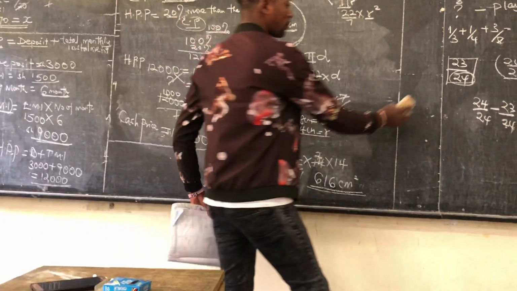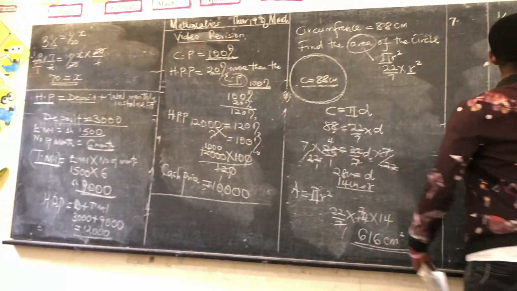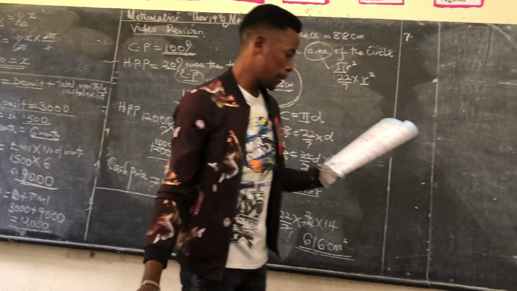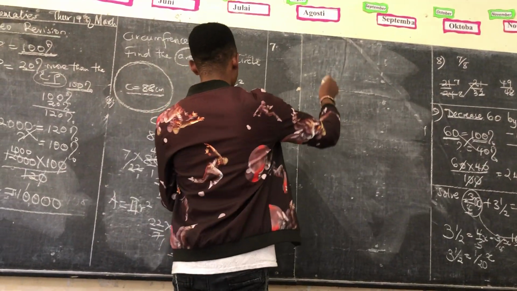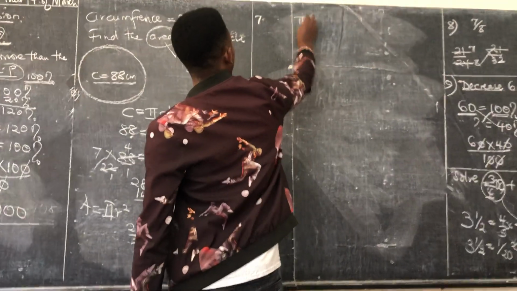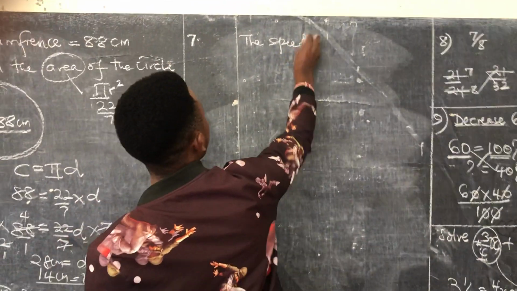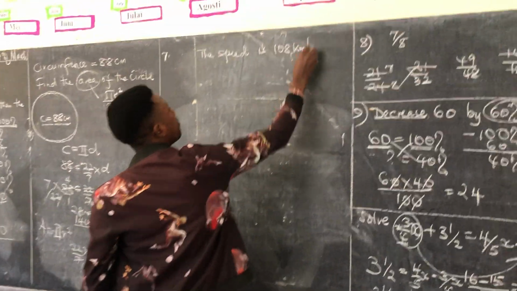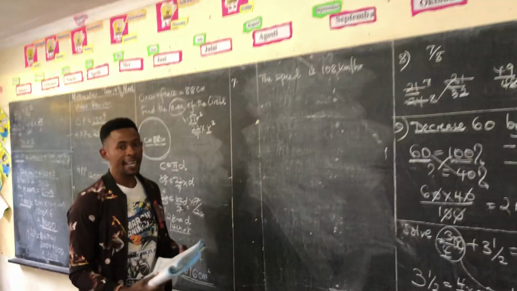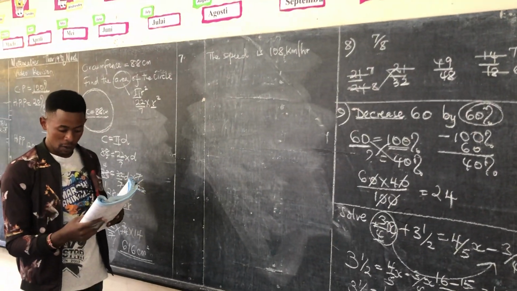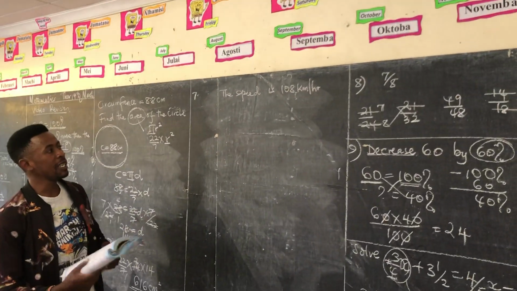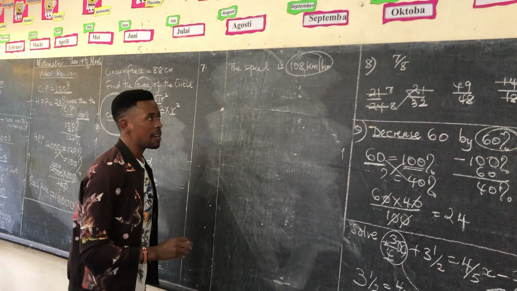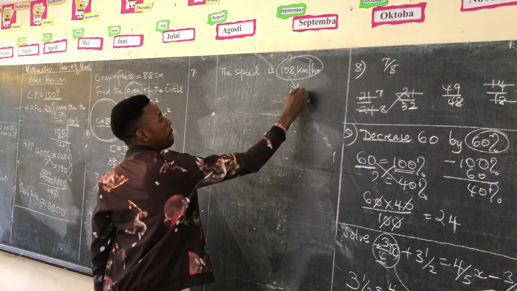Number 13. You're told that the speed of a certain car is 108 kilometers per hour. What is the speed in meters per second? What is the speed of that car in meters per second?